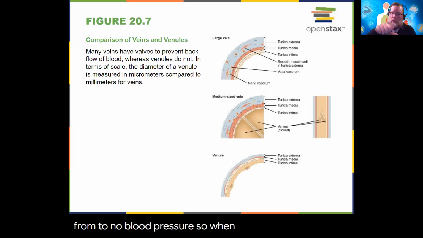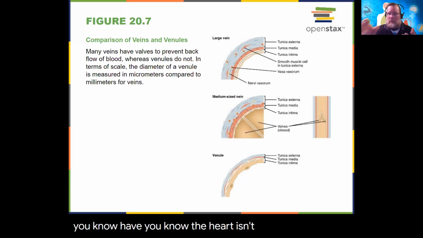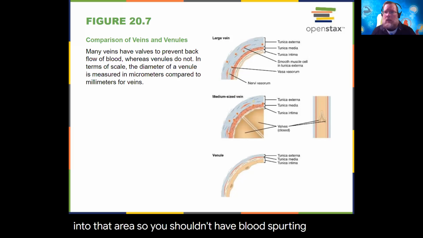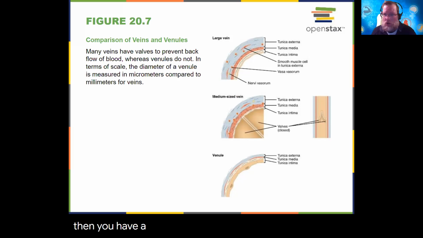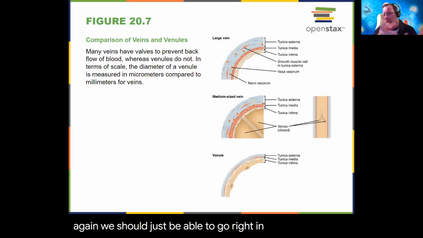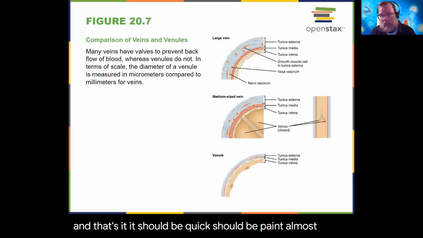So when you break the wall of the vein with a needle, the heart isn't pumping directly into that area. So you shouldn't have blood spurting. If you do, then you have an artery that's been punctured. So with veins, we should just be able to go right in. Blood's going to come right out. Maybe you get a little bit of bleeding afterwards, and that's it. It should be quick. Should be relatively pain free.